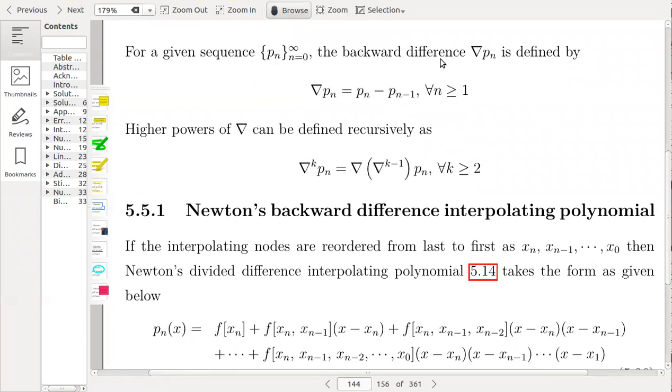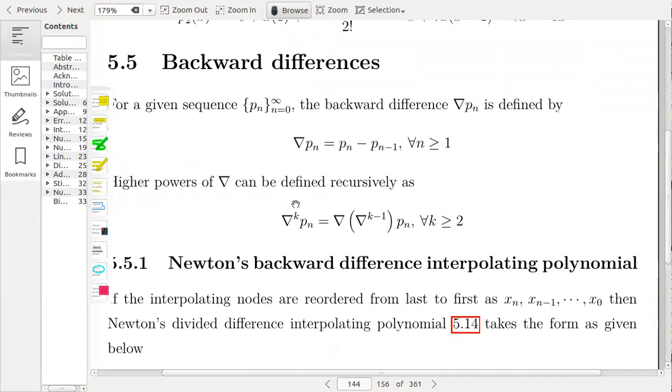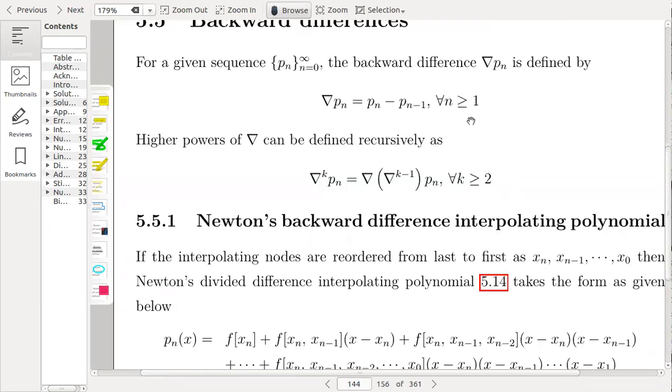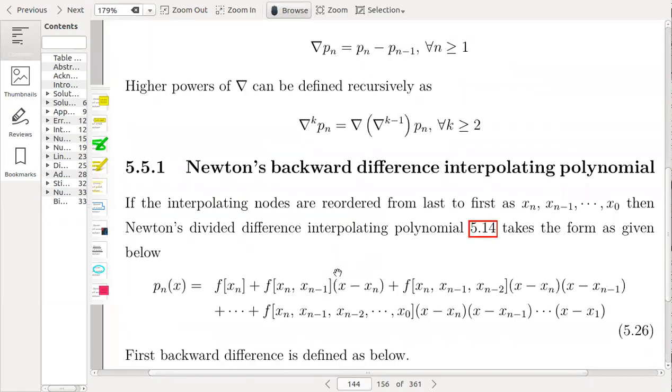So higher powers of nabla can be defined recursively as nabla into nabla k minus 1, operating on Pn, can be written as nabla k of Pn for all k greater than or equal to 2. So it means nabla is a linear operator and it can operate over the function linearly. So Newton's backward difference interpolating polynomial using the backward difference operator can be written in a new form.